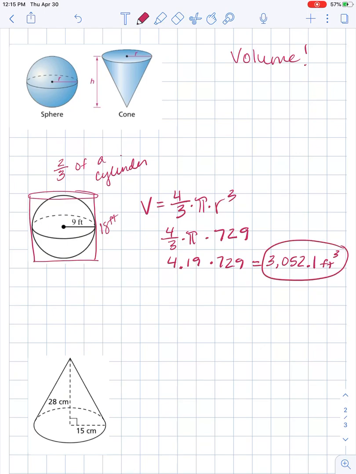That seems enormous, doesn't it? To me, that seems really big. However, if this is a 9-foot radius sphere, picture an 18-foot across sphere. Under what circumstances are we going to be looking at an 18-foot across sphere? I have no idea. Giant globe, gigantic rubber band ball. But let's test this idea: if we had an 18-foot tall cylinder and this ball fit into that perfectly, it should be 2/3 the volume of the cylinder.